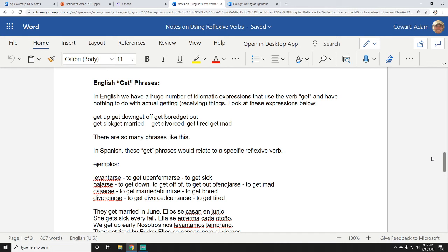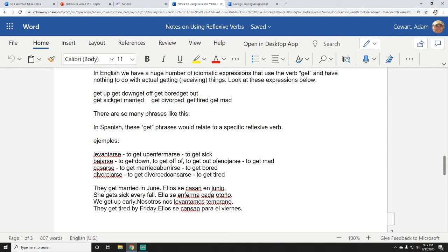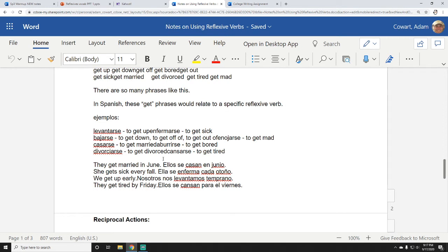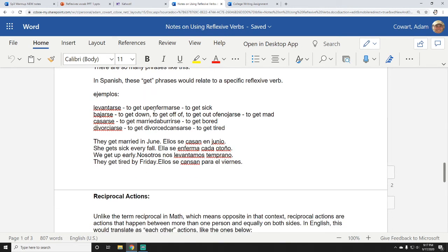Okay, for example, to get up, to get down, to get bored, to get tired, to get mad. These all have their own special reflexive verb. Okay, these are okay. I can space these out good.